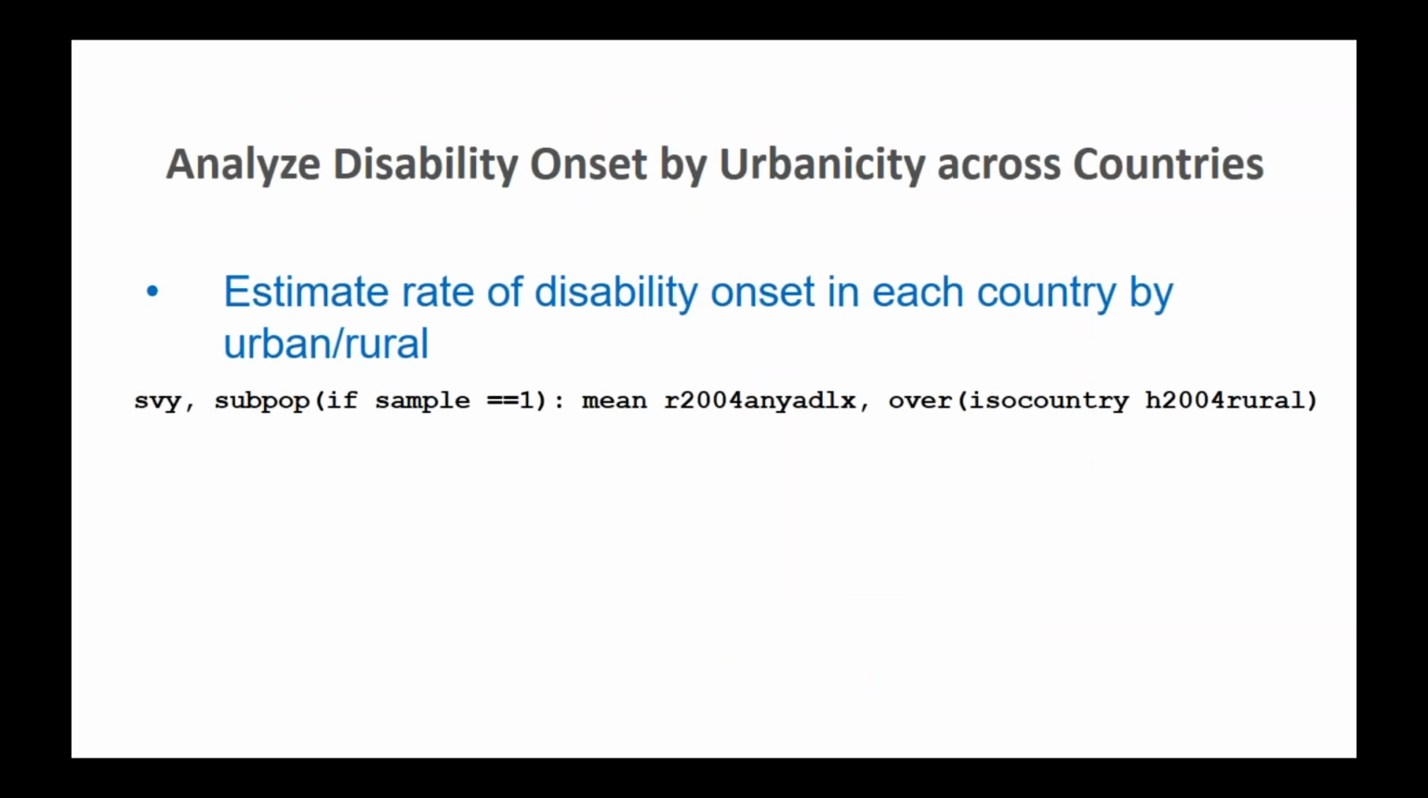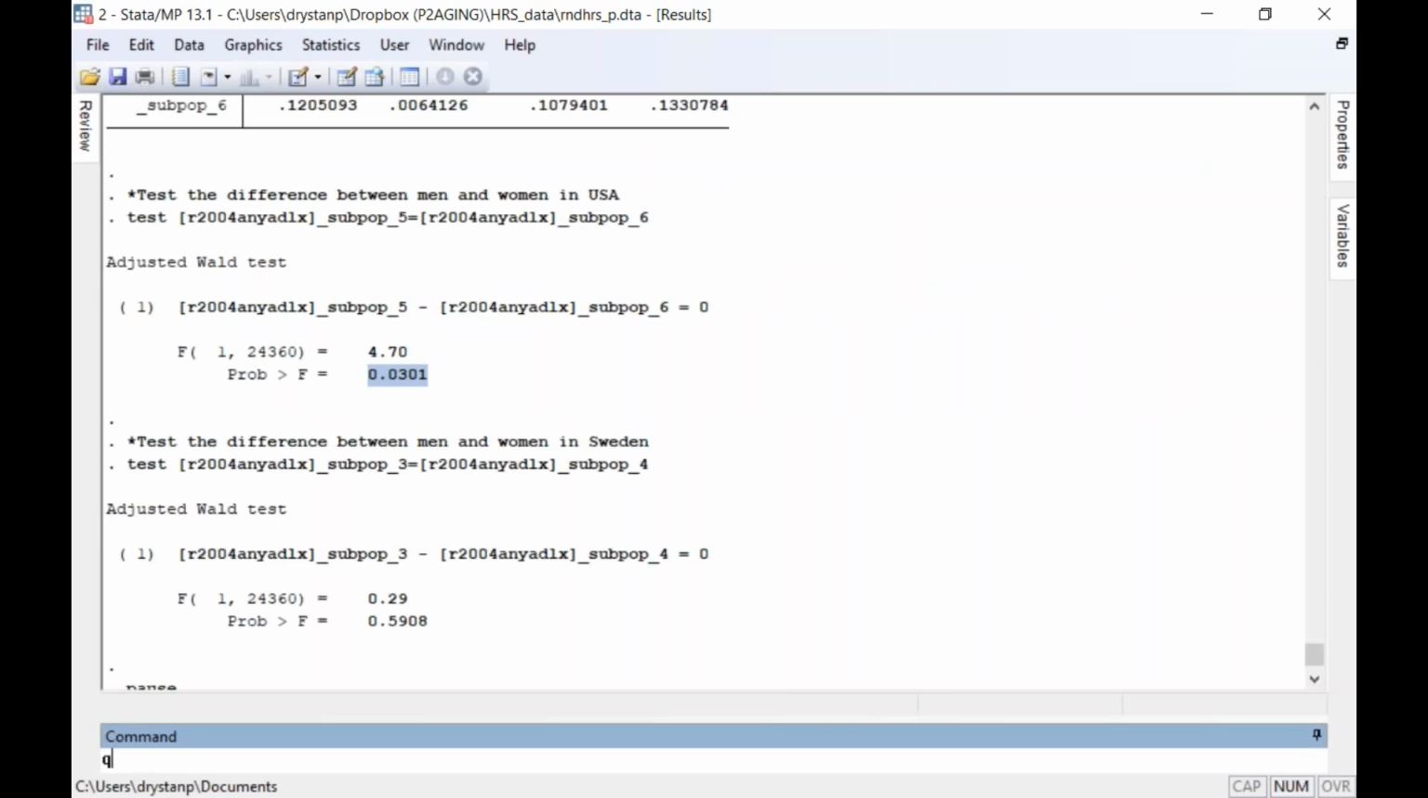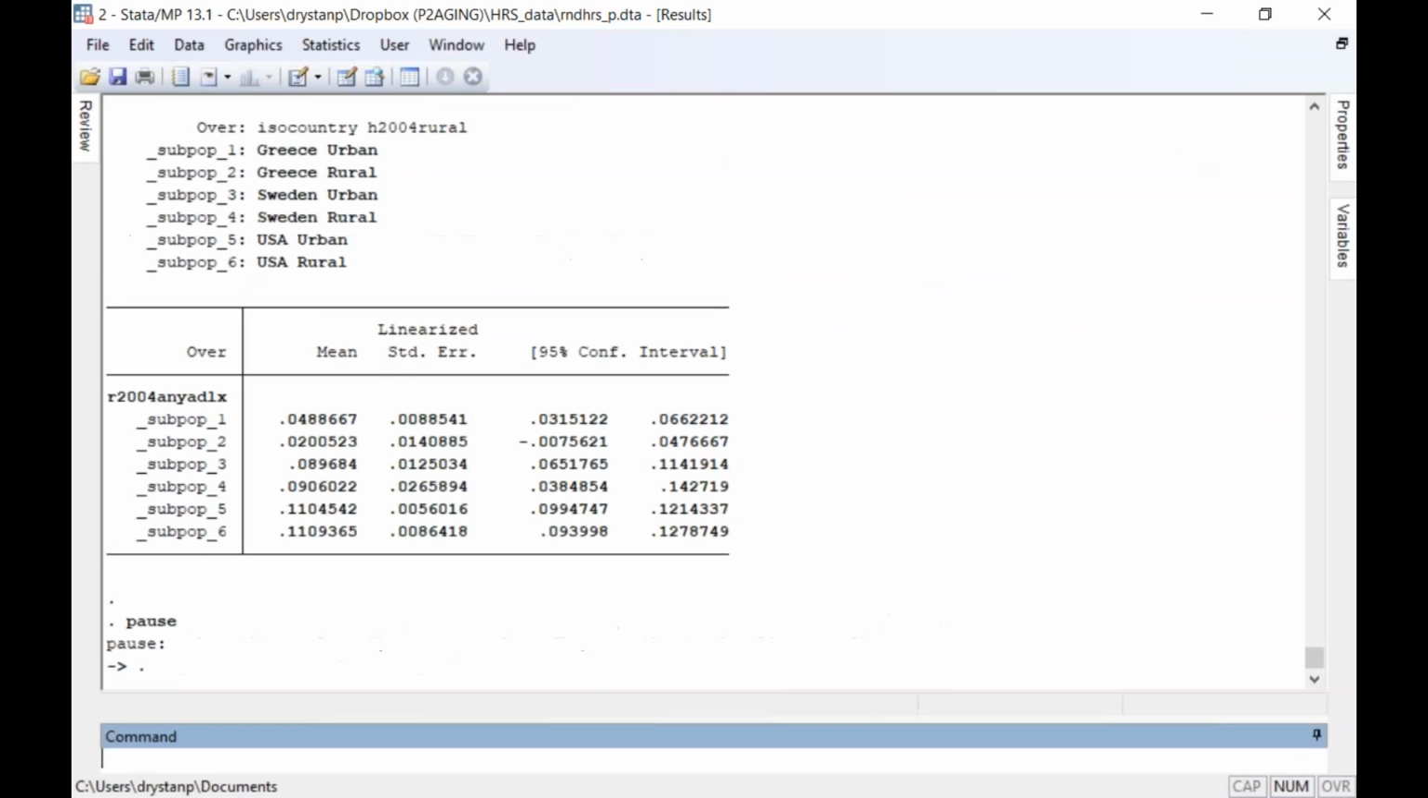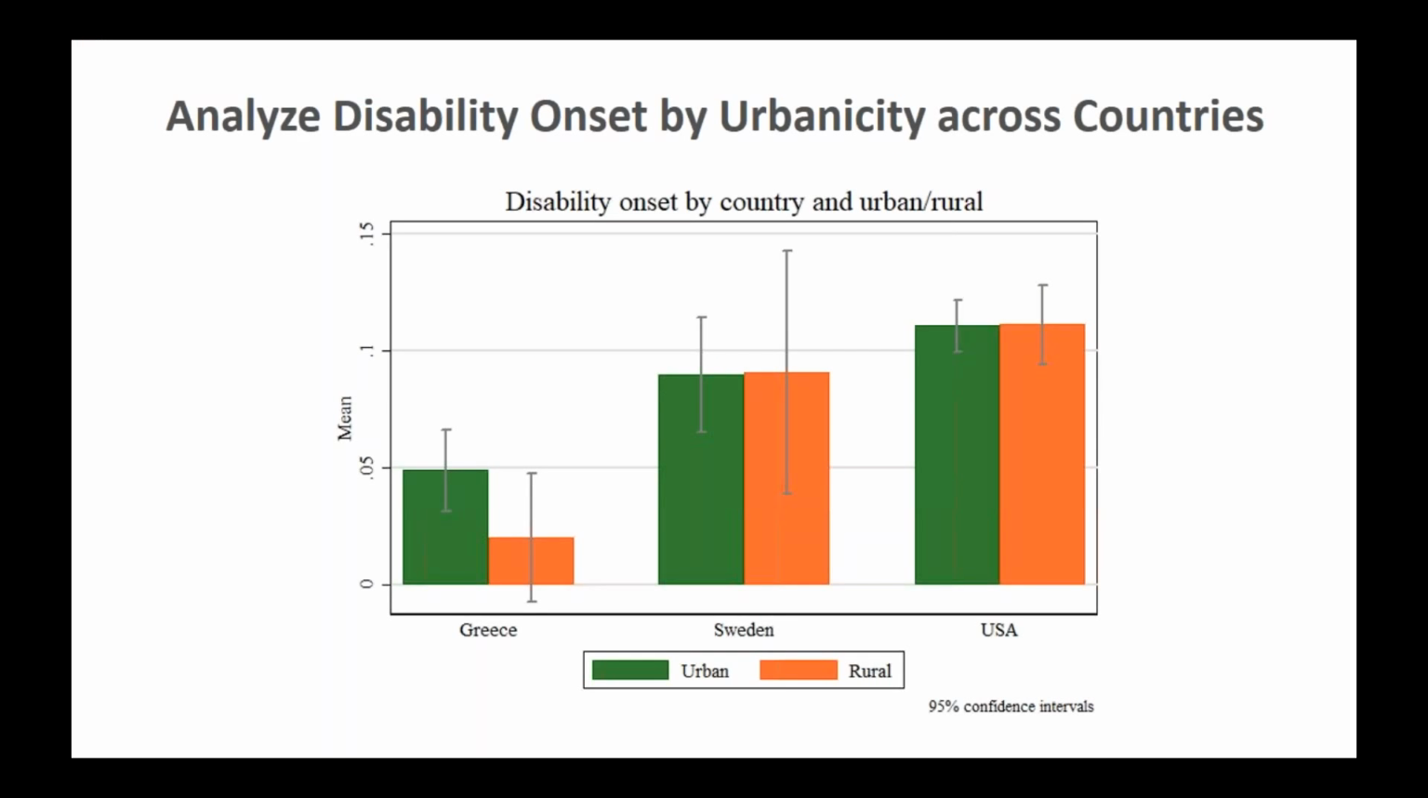So the next question is, we'll look over urbanicity. Again, this will start to look very familiar. So we're just going to look over country and our urban rural variable, which is named H2004 rural. We can do that in Stata by typing Q. Again, we'll get 6 estimates for our countries. We can look at that graphically.